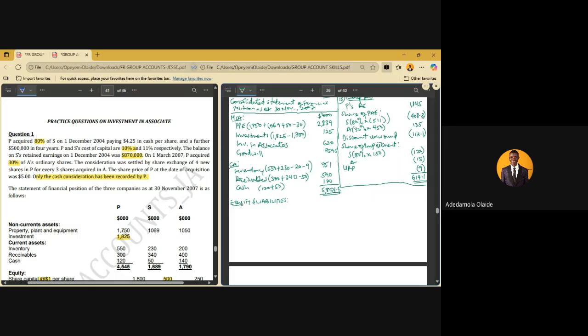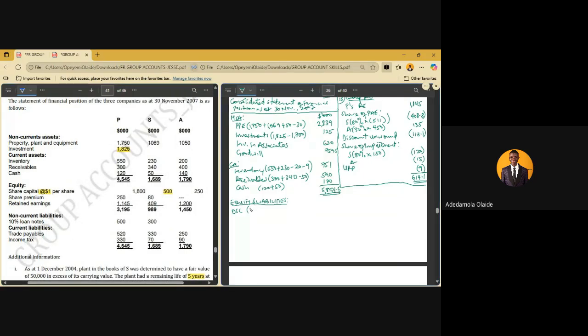For our equity and liability, we will have ordinary share capital. How much? 1,800 plus the new shares they issued for the acquisition of that, 100. That will be 1,900. Share premium will be what? 250 plus the premium on the new shares, 400. What else? Retained earnings. Consolidated retained earnings, 614.1.